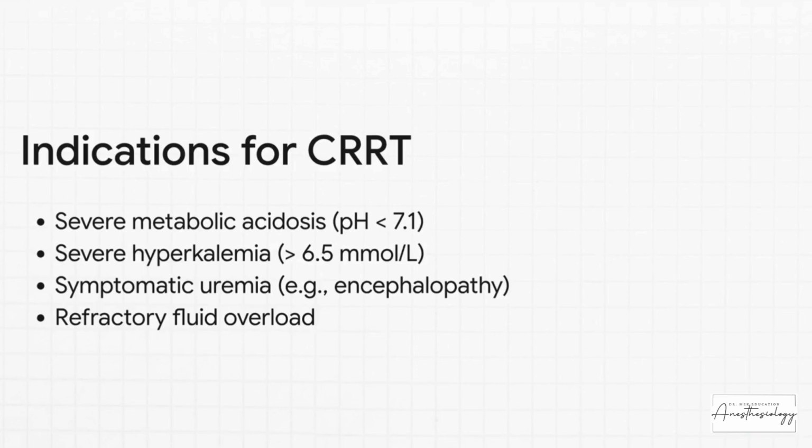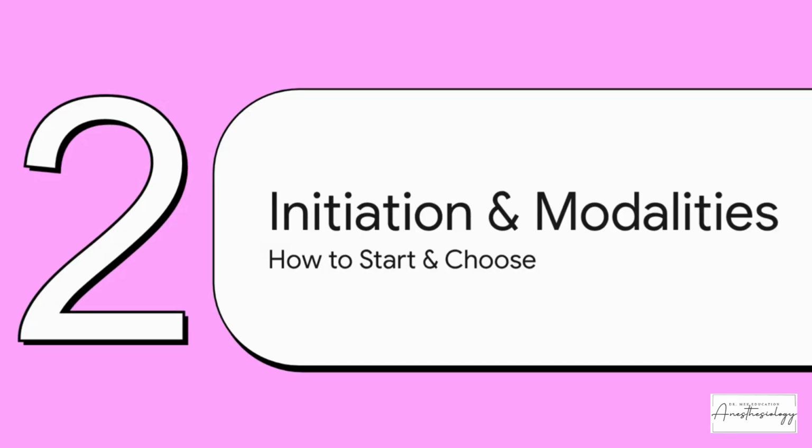The indications are generally absolute and life-threatening. We're talking about severe metabolic acidosis, say a pH under 7.1, that isn't responding to bicarb. Or severe hyperkalemia, especially over 6.5 with ECG changes, where you're worried about imminent cardiac arrest. Then, of course, there's symptomatic uremia, causing issues like encephalopathy or pericarditis, and refractory fluid overload, leading to severe pulmonary edema and hypoxia.